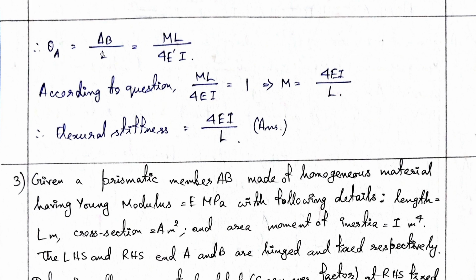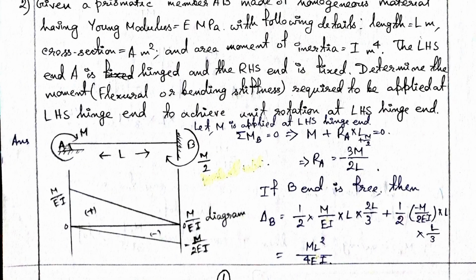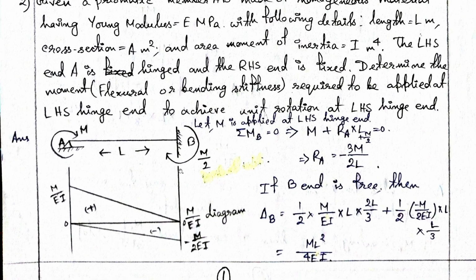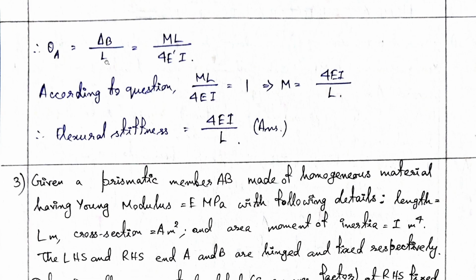So if B end is free, then the member will go linearly down. So what will be the theta? What will be the rotation developed at A end? That is delta B by L. So by doing delta B by L, we get ML by 4EI.